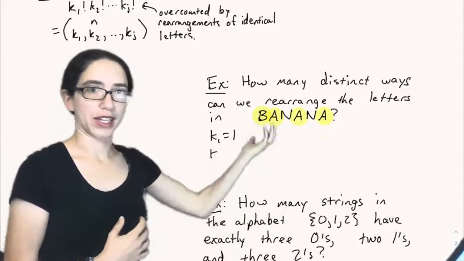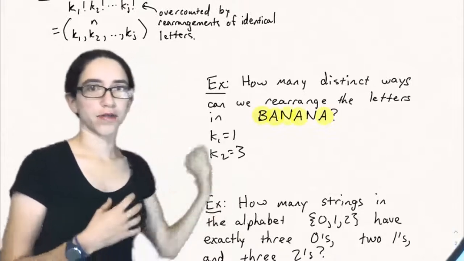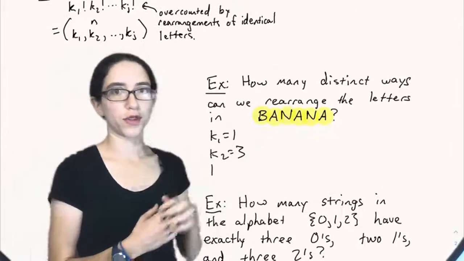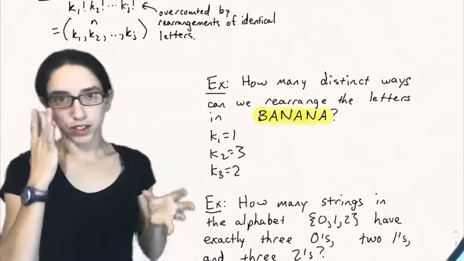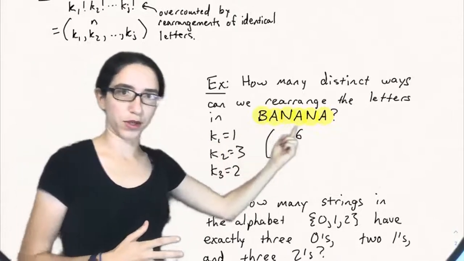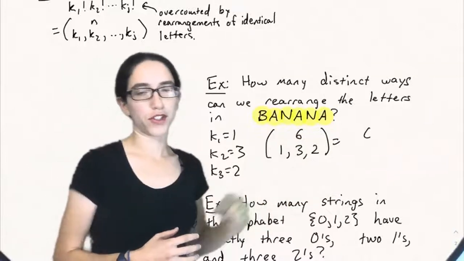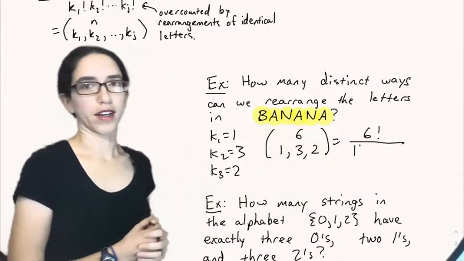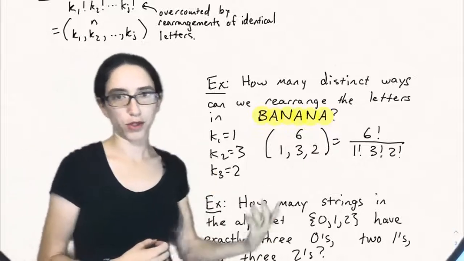And so we can set K1 to be 1, and K2 is 3, and K3 for the N's, there's two N's, so that's 2. And so we have our numbers now that we're going to plug into the multinomial coefficient formula. And we notice 1 plus 3 plus 2 is 6, which is the total number of letters in the word. So it's 6 choose 1, 3, and 2, multi-choose. And it's 6 factorial divided by 1 factorial times 3 factorial times 2 factorial.